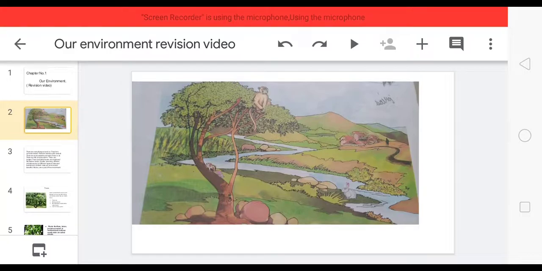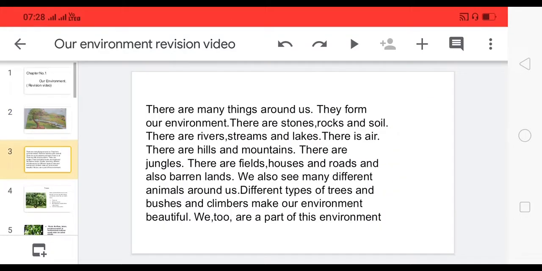See children, as you can see in the picture, there are many things around us like animals, plants, they are from our environment. There are stones, rocks and soil. There are rivers, streams and lakes. There is air. There are hills and mountains. There are jungles. There are fields, houses, and roads, and also barren lands.